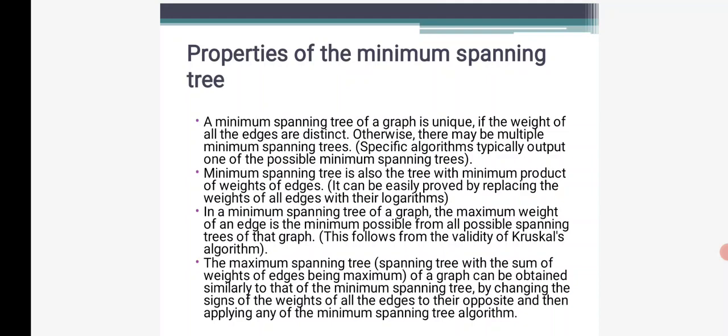In a minimum spanning tree, the maximum weight of an edge is the minimum possible among all possible spanning trees of the graph. It follows from Kruskal's algorithm. A maximum spanning tree of the graph can be obtained similarly to the minimum spanning tree by changing the sign of the weights of all the edges to their opposite and then applying any of the minimum spanning tree algorithms.